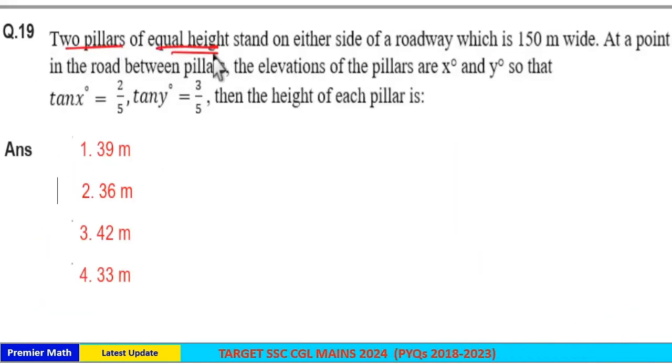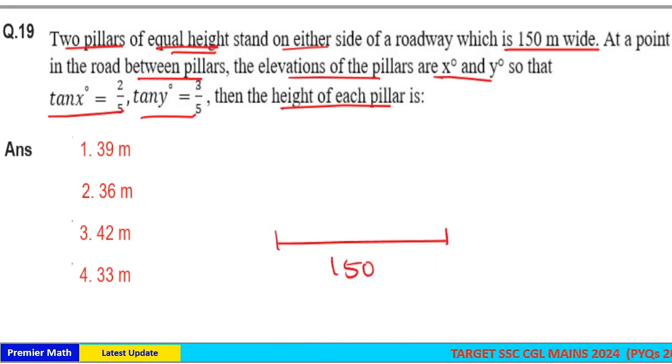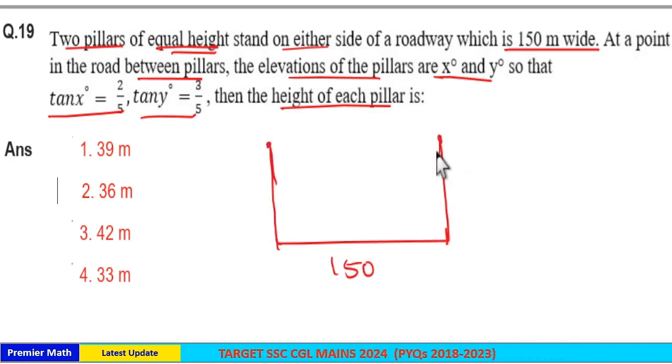Two pillars of equal height stand on either side of a roadway which is 150 meter wide. At a point in the road between the pillars, the elevations of the pillars are x degree and y degree, so that tan x is 2 by 5 and tan y is 3 by 5. Then the height of each pillar is. Here this is the road width, which is 150 meter. Now there are two pillars on each side of this road with the same height.